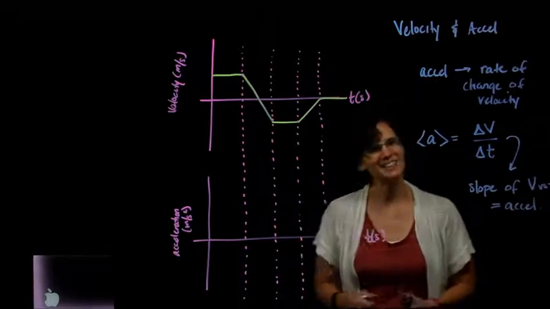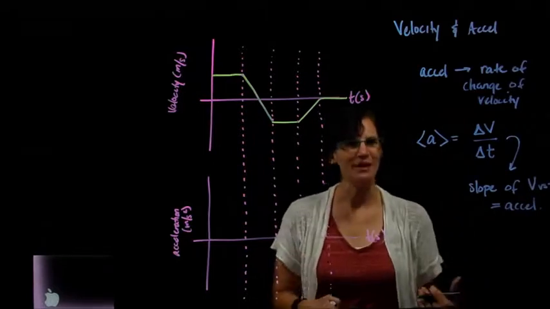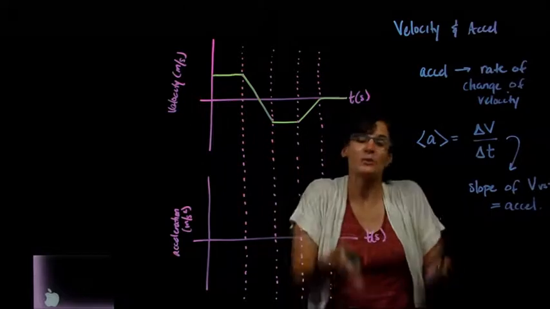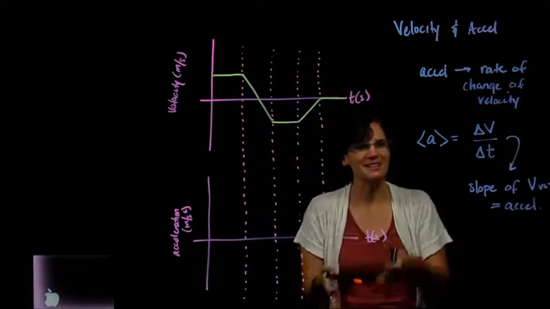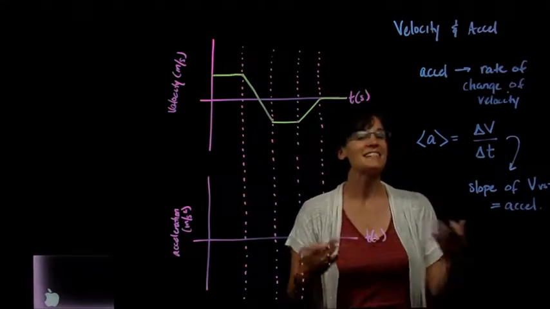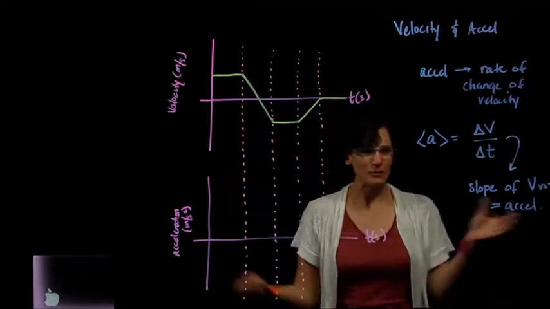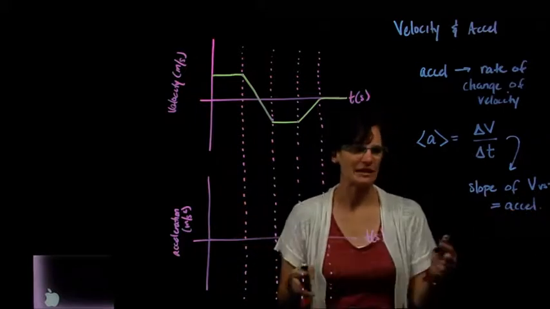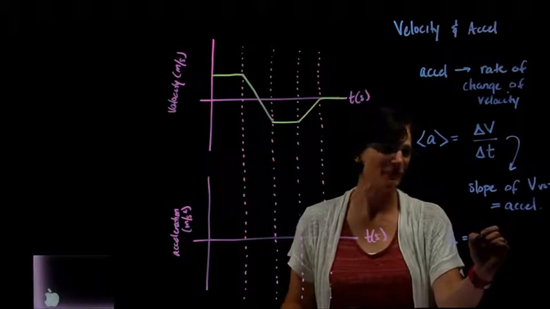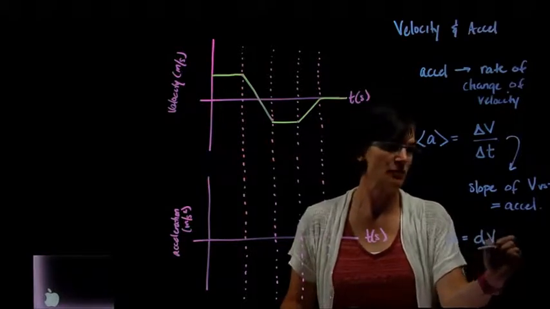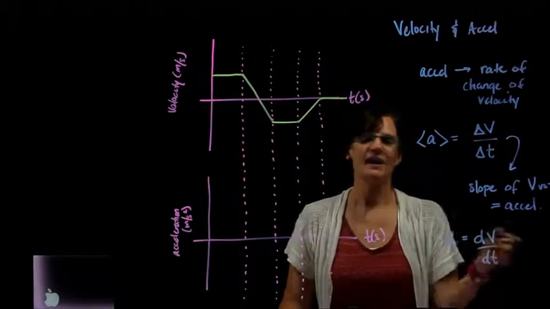Just like the slope of the position versus time graph gave us the velocity. The rate of change of position is velocity. The rate of change of velocity is acceleration. And similarly, if we take instantaneous acceleration, we find that the acceleration, just like we did before, is equal to the derivative of the velocity as a function of time.